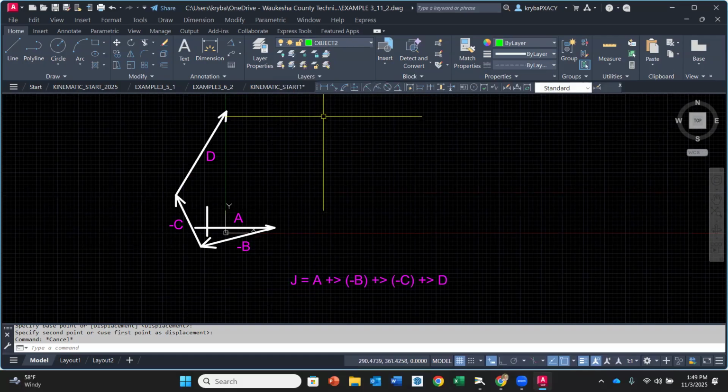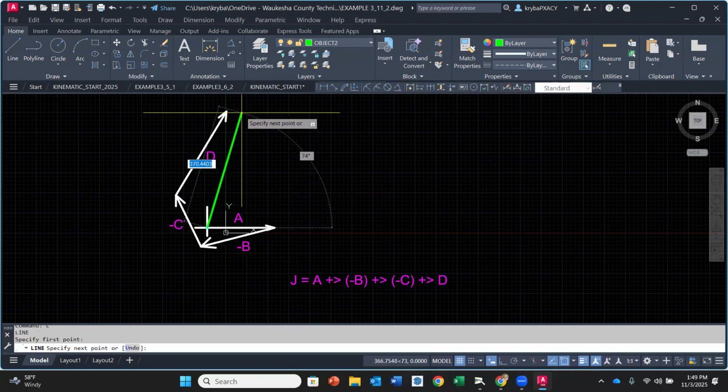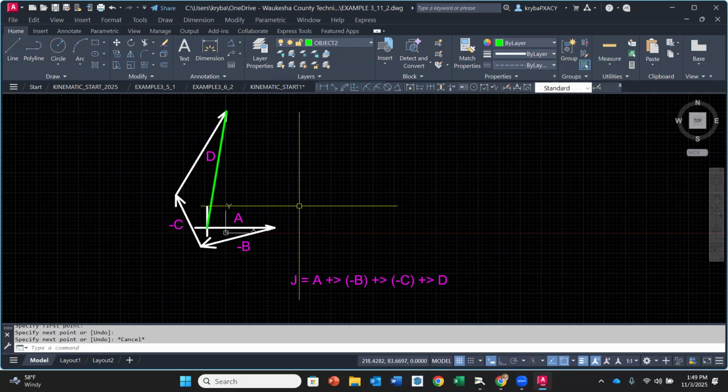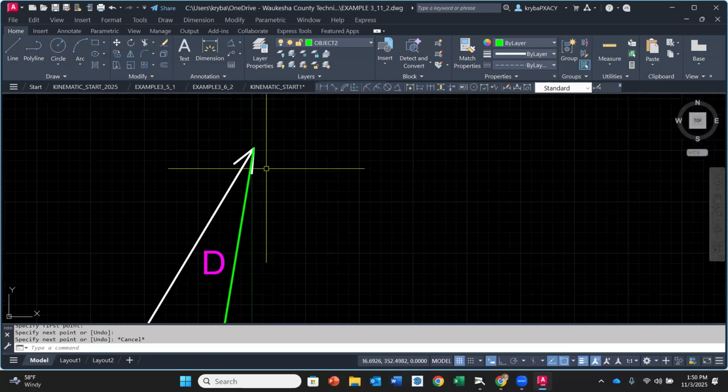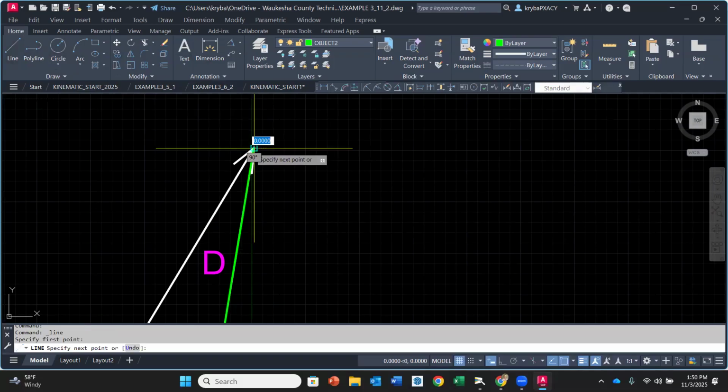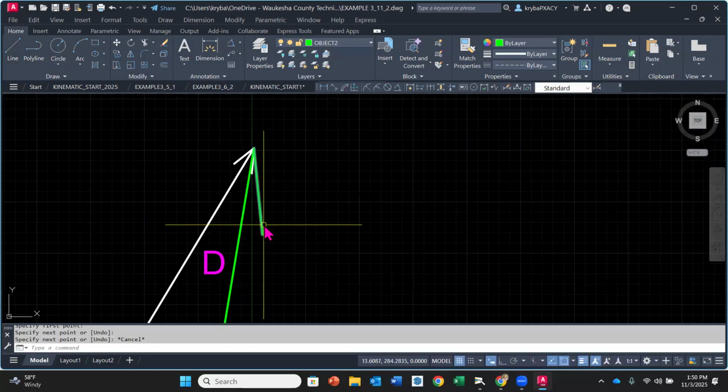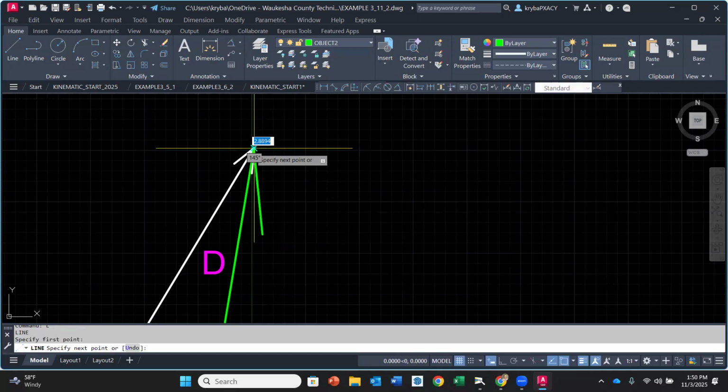So I'm going to switch to my object 2. I'm going to draw a line from the origin to the tip of the last vector. My tail of this vector is going to be at the origin, and its arrowhead is going to be at the end of D. So I'm going to put this in here, and I'm going to move D.